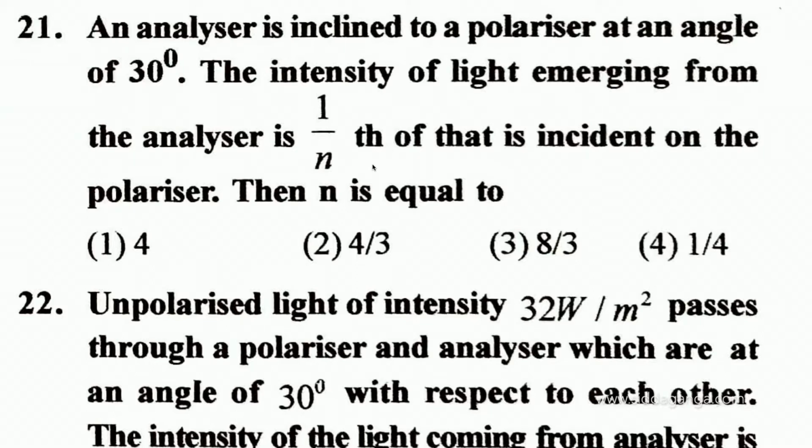see what is given. An analyzer is inclined to a polarizer at an angle of 30 degrees. The intensity of light emerging from the analyzer is 1 by nth of that incident on the polarizer, then n is equal to what? So what is the angle between polarizer and the analyzer? Analyzer is inclined to polarizer at an angle 30, means what?